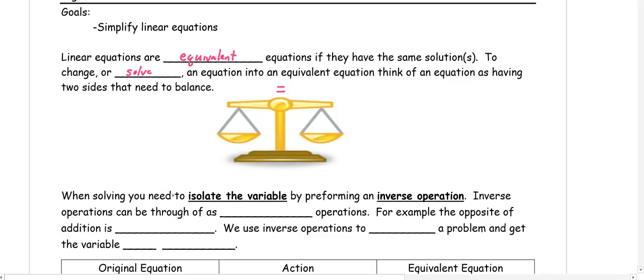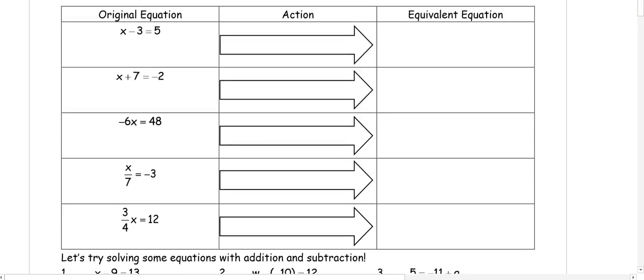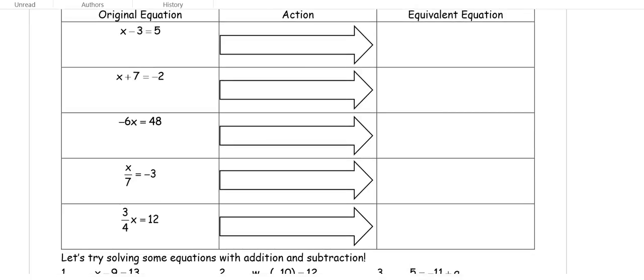So when you are solving, you need to isolate a variable by performing inverse operations. Inverse operations can be thought of as opposite operations. So for example, the opposite of addition is subtraction. We use inverse operations to solve a problem and to get the variable by itself. So let's use inverse operations to solve for a variable today. So first we're going to start easy with one-step equations and getting to know what our inverse operations are.